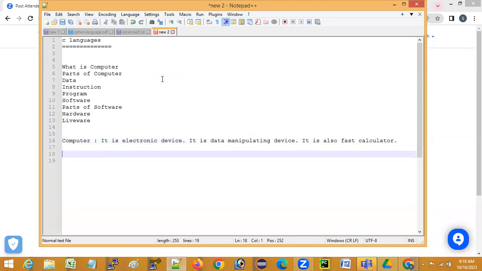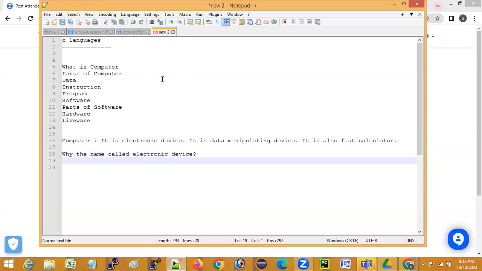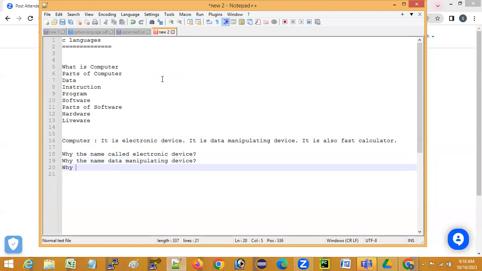Now here, my question is: why is it called an electronic device? That is the first question. The second one, why is it named a data manipulating device? Third question, why is it named a fast calculator? These are the questions that arise in my mind.